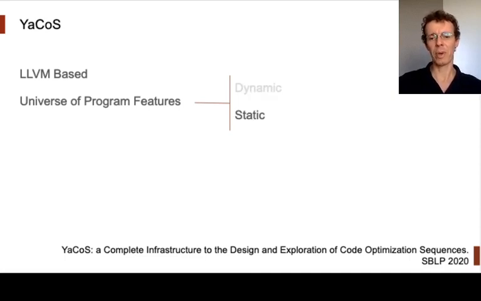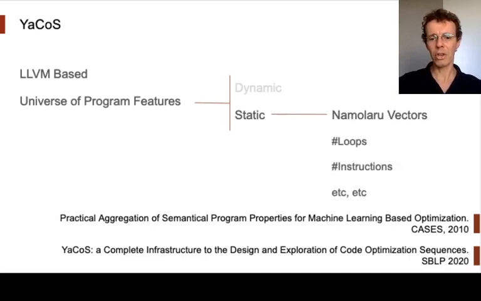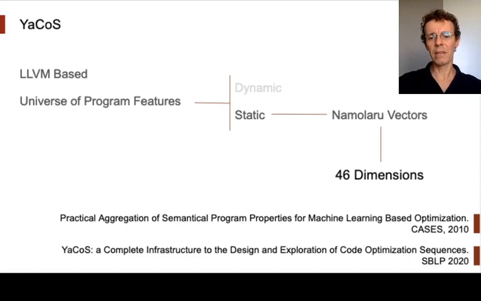Other feature spaces are static. And in this paper, we have to use the static collection of features. That's a must, because our benchmarks don't really run. We took these features from a paper by Namolaru et al. These features include static program characteristics like number of loops, number of instructions, number of arithmetic instructions, number of branches, and things like that. In total, that gives us a space of 46 dimensions to explore.